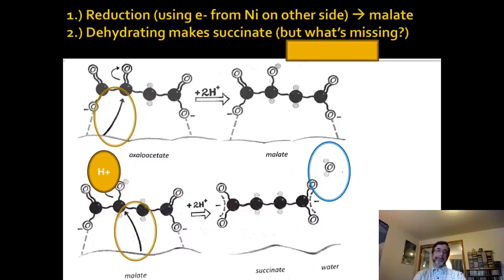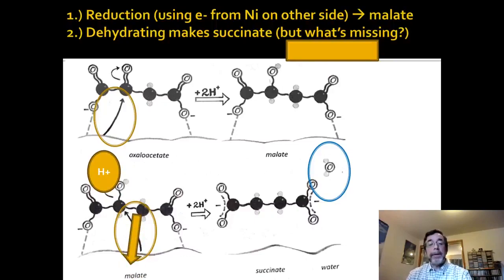We're missing a piece. So take a second, pause if you need to, and ask what is missing from this picture. Which intermediate is missing? And what does that intermediate look like? Okay, now I'll tell you. The answer is it's fumarate.